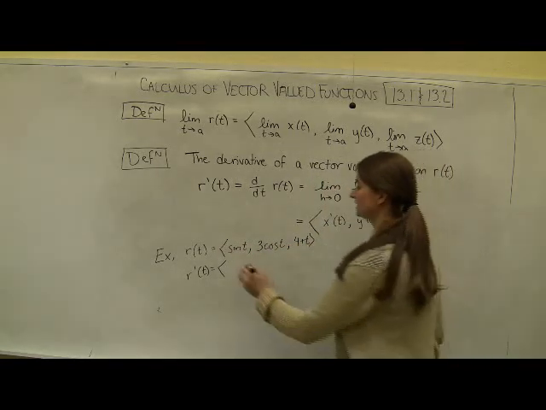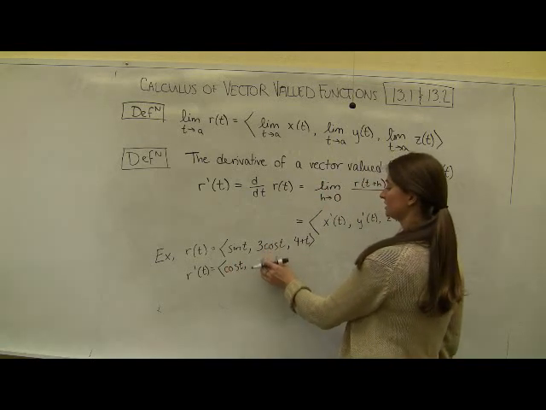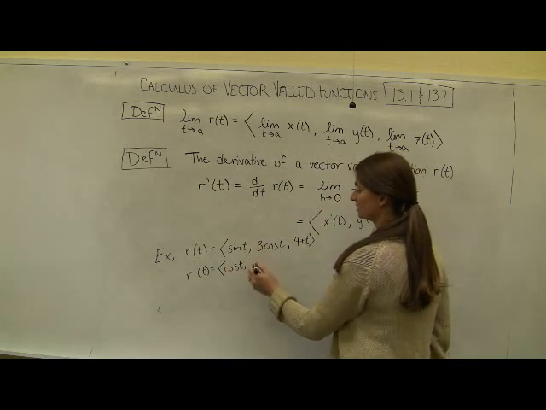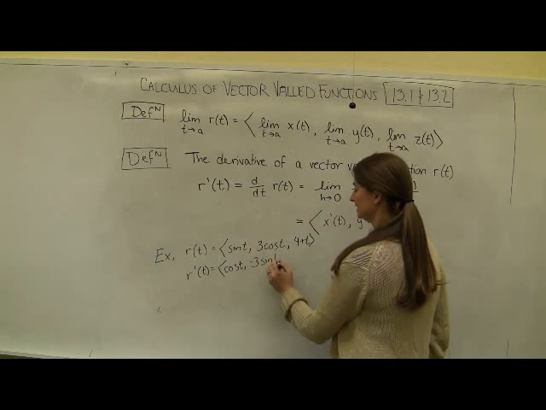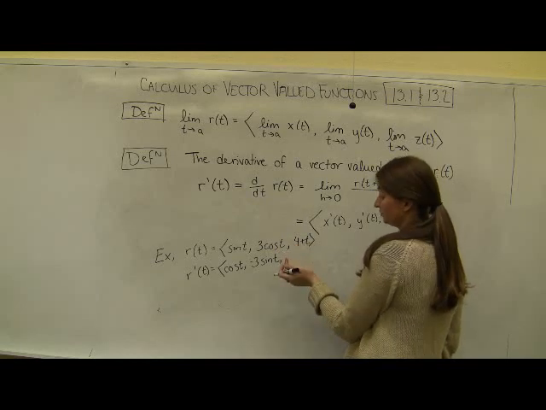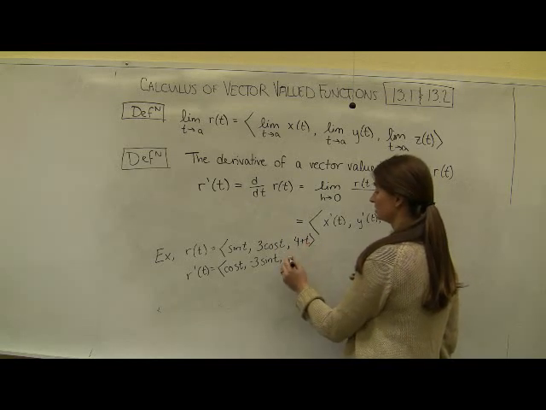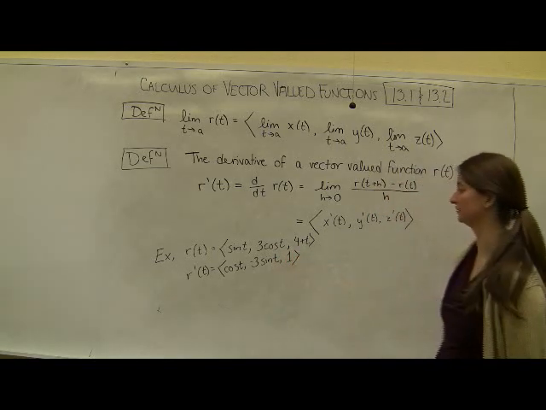So the derivative of sine is cosine of t. The derivative of cosine is negative sine. The 3 is just a coefficient, so I end up with negative 3 sine of t. And the derivative of 4 plus t, the derivative of 4 is 0 because it's a constant, and the derivative of t is 1. So this is my derivative function.